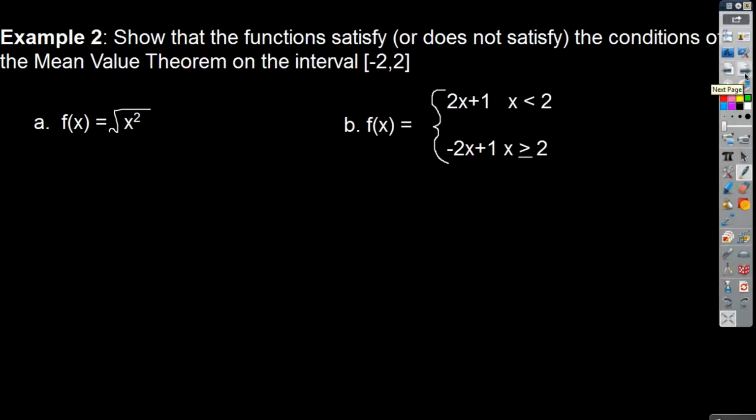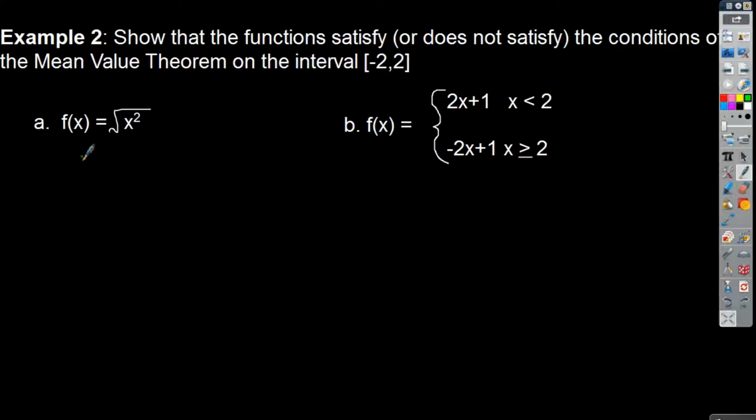So now in this case, we want to show whether the functions satisfy or don't satisfy the conditions of the mean value theorem here. Actually, on this problem, both of these are not going to satisfy the conditions of the mean value theorem. For problem A, we have f of x equals the square root of x squared.